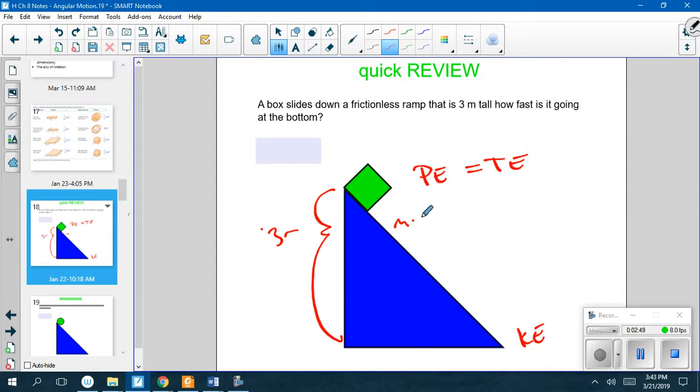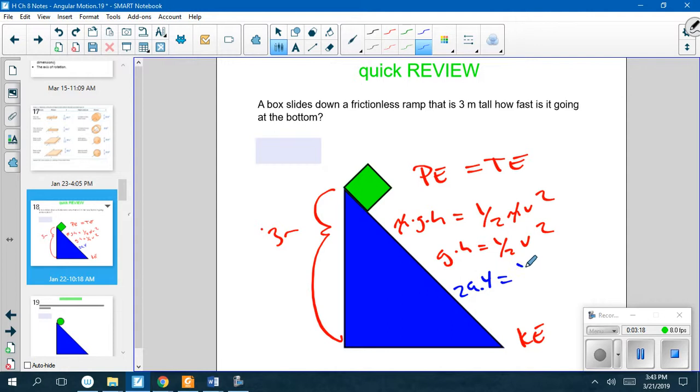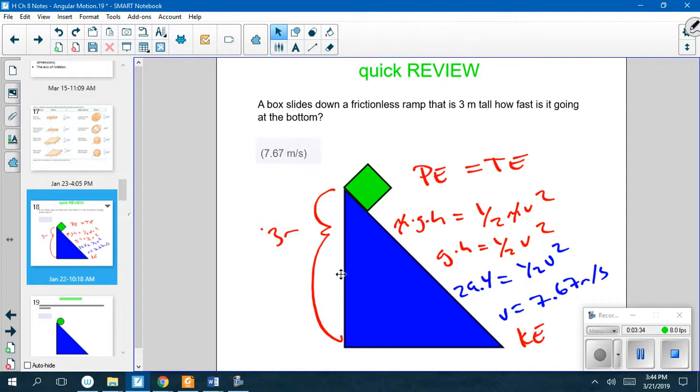So we have mass times gravity times height equals 1/2 mv². Since there's only one box and its mass is not going to change from the top to the bottom, we can cancel out the m's. So gravity times our height equals 1/2 v². We get 29.43 times 9.8 equals 1/2 v², so our v should equal 7.67 meters per second. As it goes down, that's a conservation of energy problem.